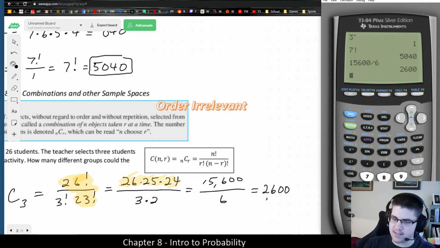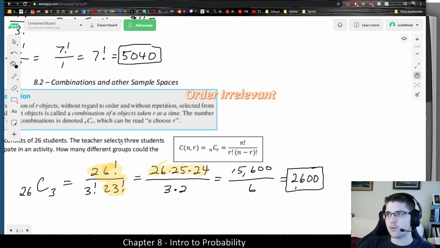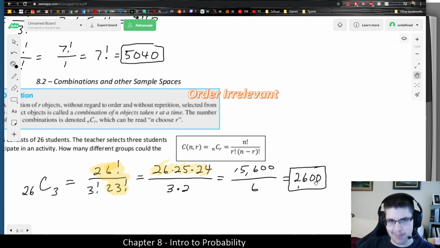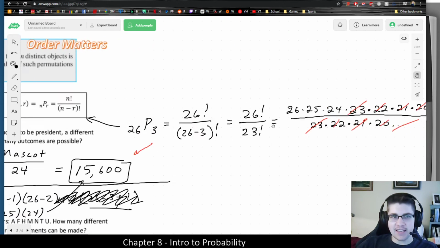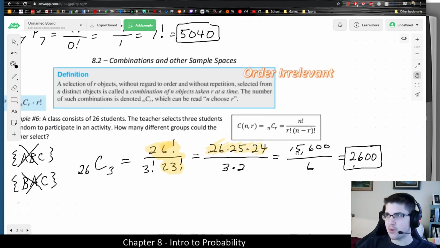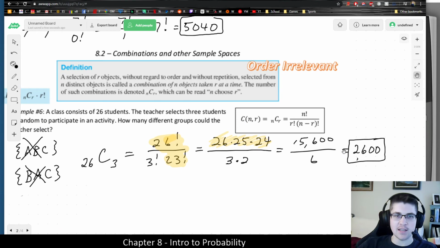So in this case, the number of groups the teacher could make where the order does not matter is only 2,600 unique groups, though "only" is not the right word to use. It's significantly less than the number of permutations. This is another general rule: the number of combinations is always less than the number of permutations, because when order matters, there are way more ways to do it than when order does not matter. That might help you remember the difference between these concepts.